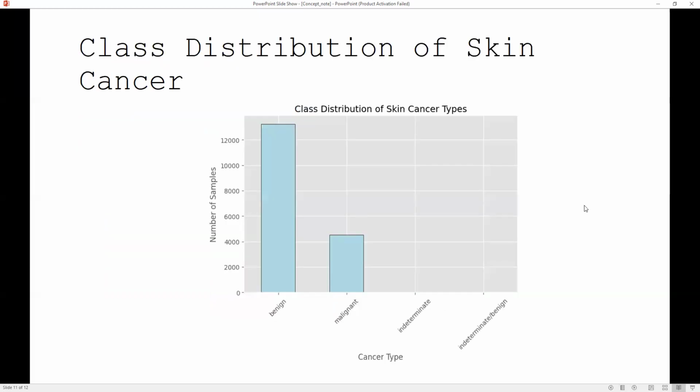Then when you look at the class distribution of the skin cancer, we realize that still the benign kind of cancer has the highest number of samples compared to the malignant, and indeterminate and others do not have any. So our data set is still imbalanced.